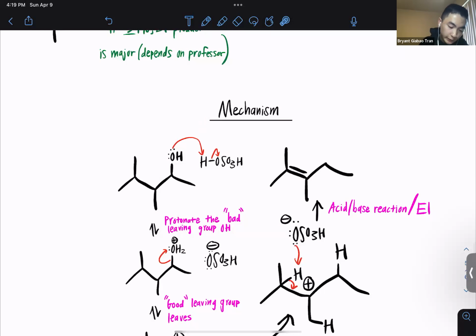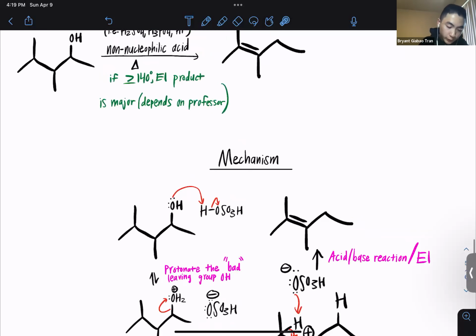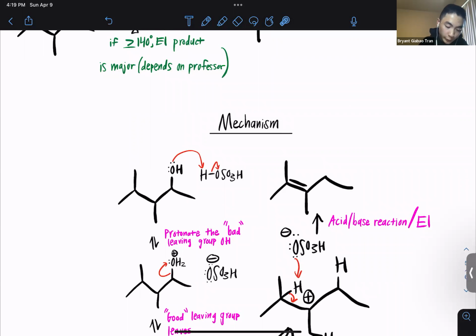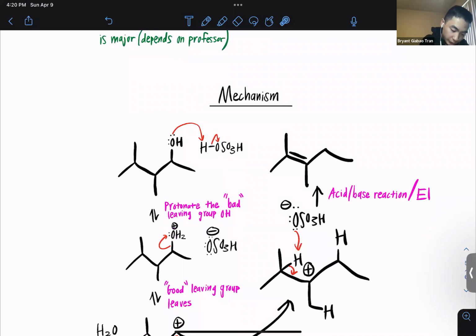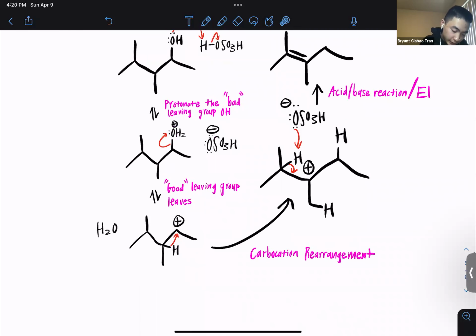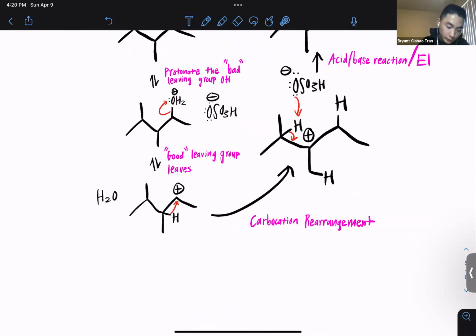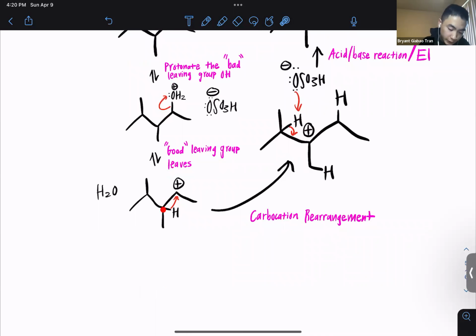So here's the mechanism for the alcohol dehydration. We start with a non-nucleophilic acid, where we have to look for our most basic atom, which in this case is the oxygen of the alcohol, and that will get protonated. So after we protonate this alcohol, we turn this bad leaving group into a good leaving group, OH2+. Then this good leaving group would just leave by itself, forming our carbocation intermediate. And whenever we form our carbocation intermediate, we are going to look for any carbocation rearrangements like a hydride shift or methyl shift. In this case, we see that we could do a hydride shift to form the tertiary carbocation.